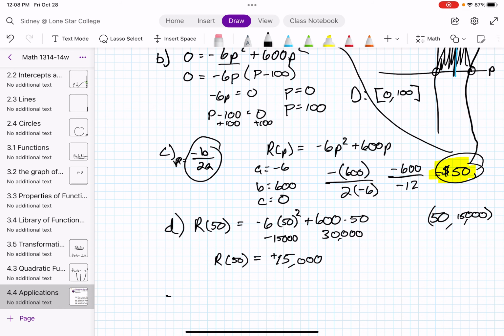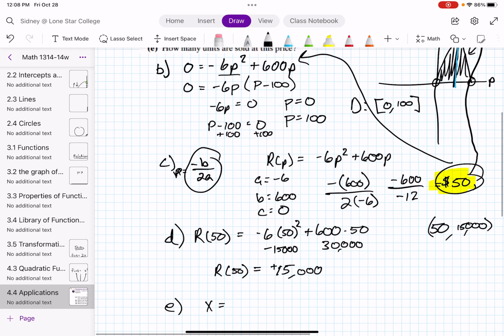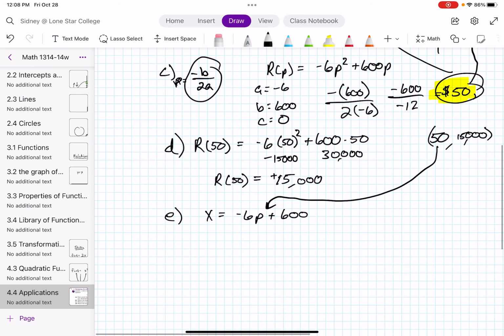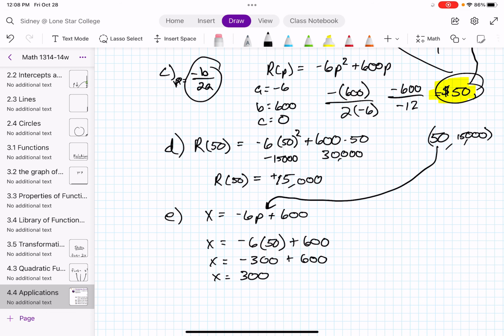Now the last question says, how many units are sold? If you remember, initially the equation given was x equals negative 6p plus 600, where x is the quantity sold and p is the price. Well, the price we know is 50, which means to figure out the quantity sold, I can once again just plug in 50. So I have x equals negative 6 times 50 plus 600. I get negative 300 plus 600. So x equals 300. There were 300 units sold of this product.